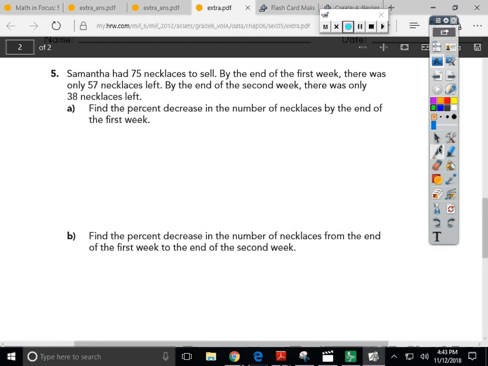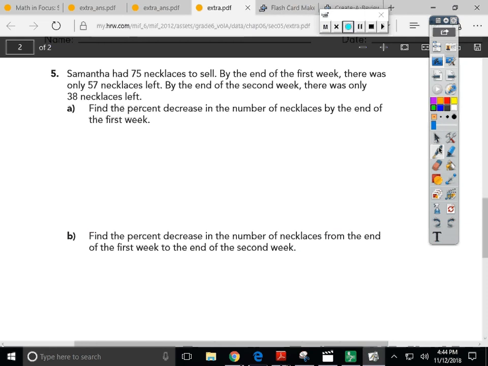Number 5, Samantha had 75 necklaces to sell. By the end of the first week, there was only 57 necklaces left. By the end of the second week, there was only 38 necklaces left. Find the percent decrease in the number of necklaces by the end of the first week. Okay, in part B, find the percent decrease in the number of necklaces from the end of the first week to the end of the second week.